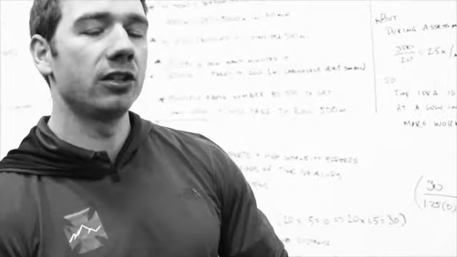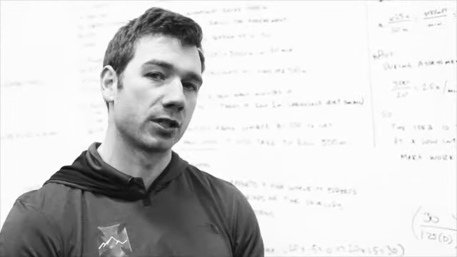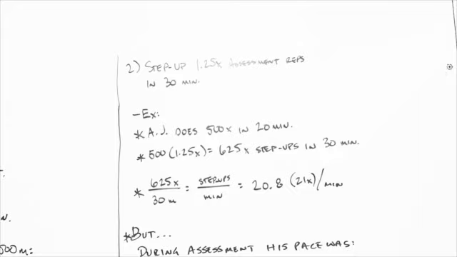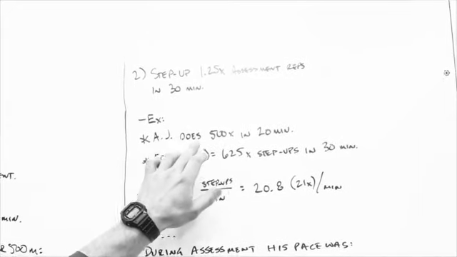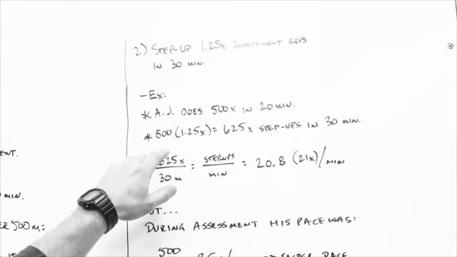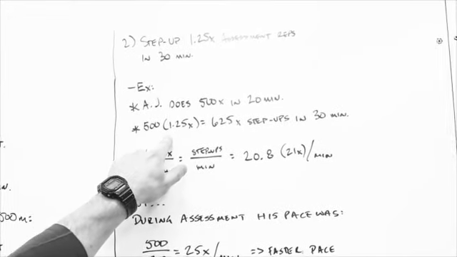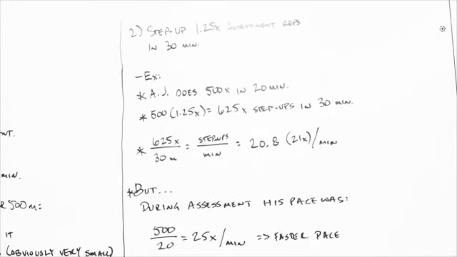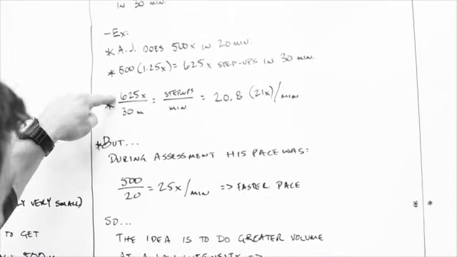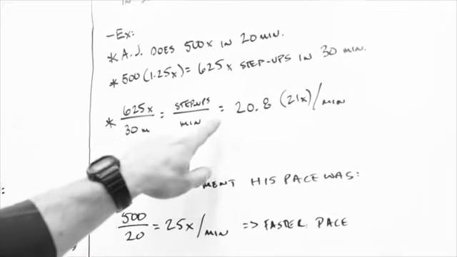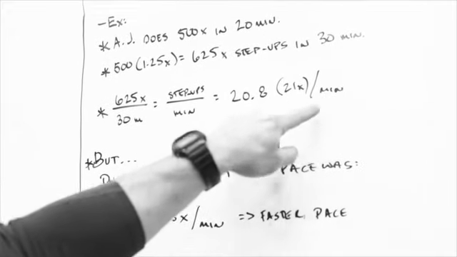Now let's look at step-ups. For step-ups, we're going to do a distance per time, or a step-up per time. So it's a little bit easier calculation than what we're used to seeing. Again, step up 1.25 times assessment reps in 30 minutes. In our example, let's say AJ does 500 step-ups in 20 minutes. He's not very good at doing step-ups. But anyway, 500 times 1.25 is 625 step-ups in 30 minutes. If we take 625 divided by 30, we get our step-ups per minute. That equals 20.8, or 21 step-ups per minute.